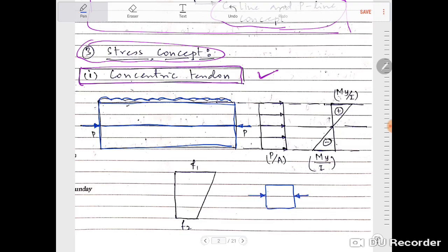In a concentric case like this, if a load P is applied, we find out the normal stress. We write the normal stress value as P divided by A, right? This normal stress is assumed to be uniform throughout the member. Please don't confuse the neutral axis with this normal stress. Normal stress has no meaning for the neutral axis.